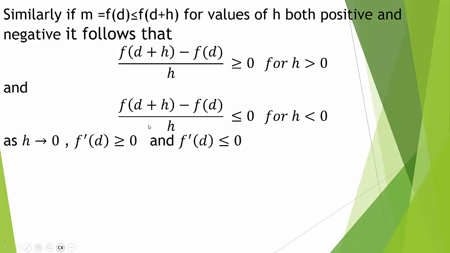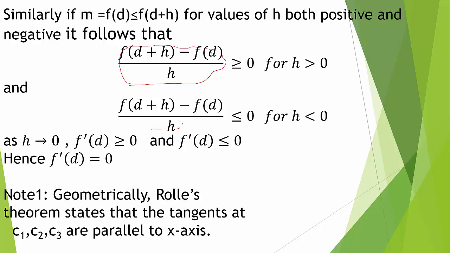As h tends to 0, from the first we can conclude that f'(d) is greater than or equal to 0, and from the second, as h tends to 0, we can conclude that f'(d) is less than or equal to 0. And hence f'(d) = 0 for at least one point d in the open interval (a, b). This proves the theorem.